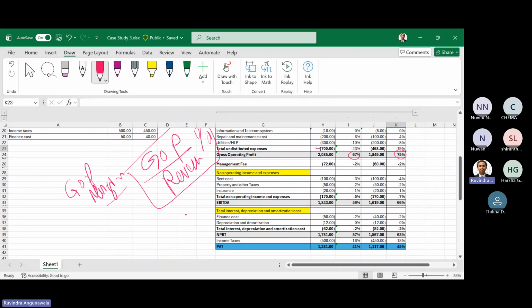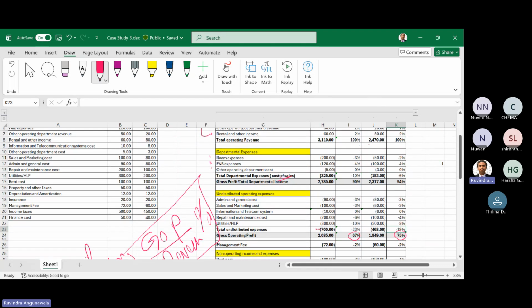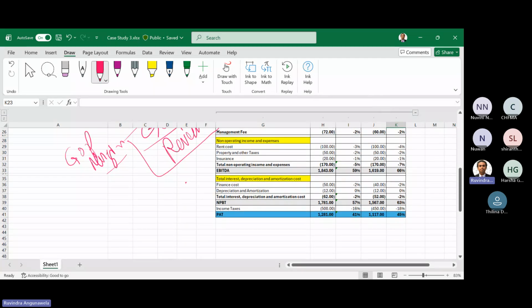So when we go into depth and understand this rental and other income, and then the hotel ownership and so on, and what comes under income as non-operating income, we will understand further where it fits into. So I think some of you would have got confused there, but don't worry too much. For now, let's say non-operating income and expenses, rental cost, property tax and insurance cost. So there is no income. Okay. For this case study, there's no income. Then we have the total non-operating income and expenses, 170 million and so on. And you can see the percentages.